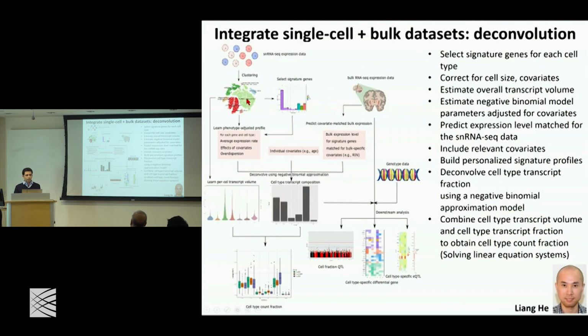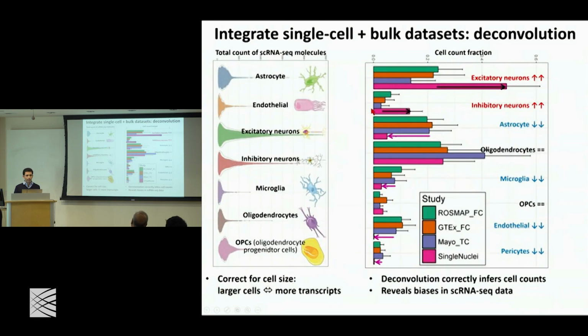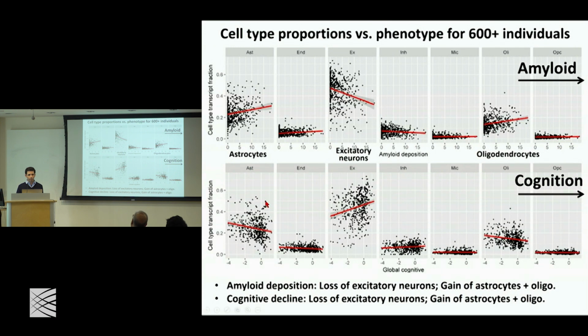Using these single cell profiles, we can now go back to the larger cohort of 600 individuals for whom we have bulk expression data and start deconvolving the bulk expression data into the specific cell types. And we can basically see that the cell type proportion as inferred from this deconvolution in fact strongly correlates with phenotypic differences between these individuals. Higher amyloid individuals show fewer excitatory neurons, but higher cognition individuals show more excitatory neurons, and conversely for astrocytes.